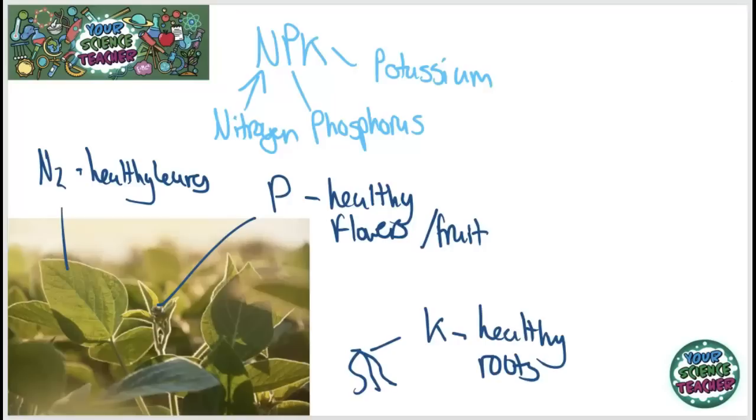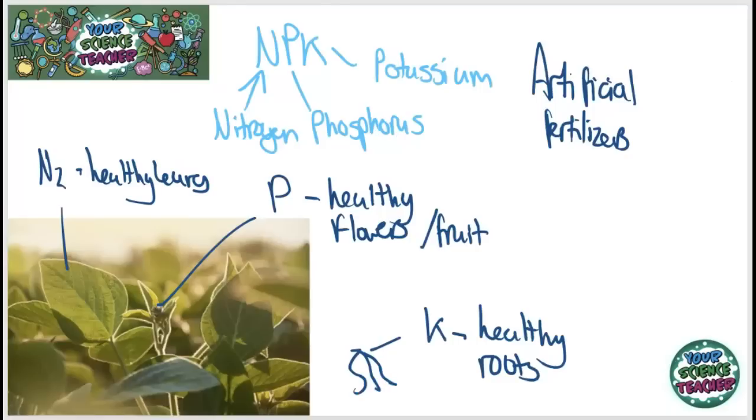Now, a lot of natural fertilizers like manure and things like that are spread on fields. However, what we want to do is control the amount of nitrogen, phosphorus and potassium in order to get the maximum growth from the plant. And for this, we have to use artificial fertilizers, which will be produced in a laboratory.